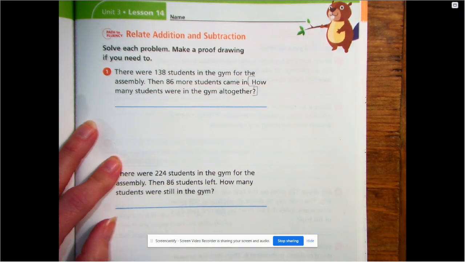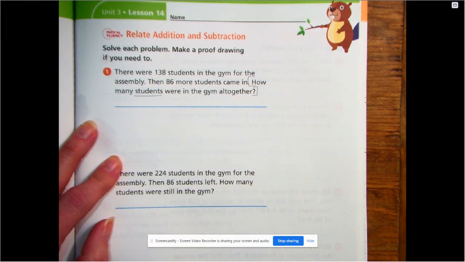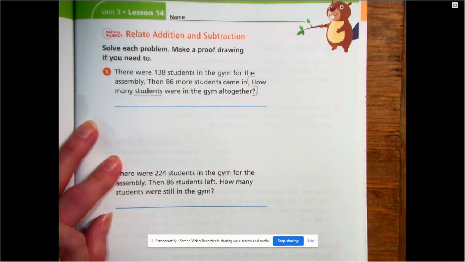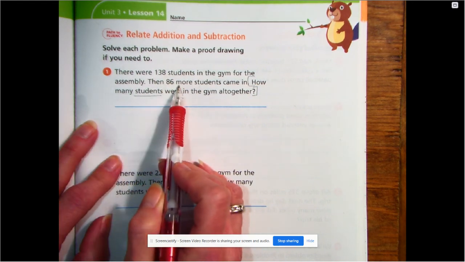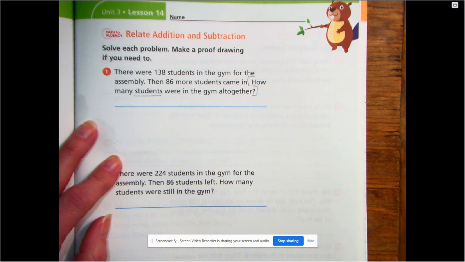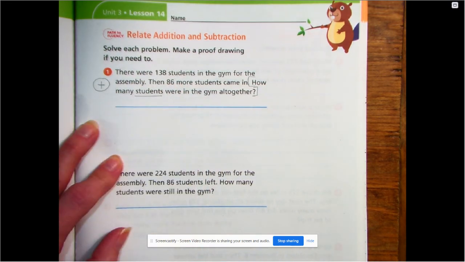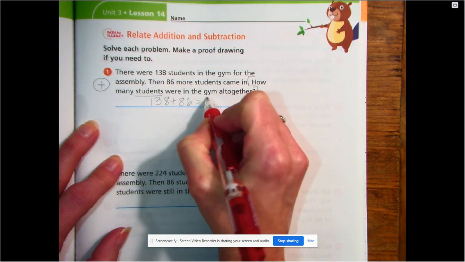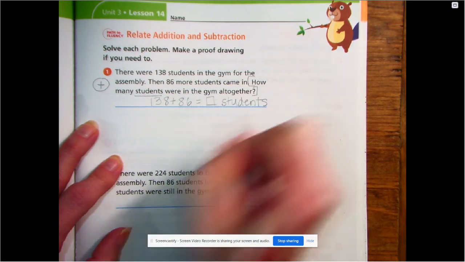So looking at that question, how many what? Right? How many students? So that's going to be our label. Remember, the label's not always there. You might have to go back into the word problem and be a detective and find it. So we have 138, and then 86 more come. So we're looking for altogether. That's a key word that tells me I'm going to add. I'm going to put a plus sign over here so I can remind myself I'm adding. 138 plus 86 gives me an unknown number of students.